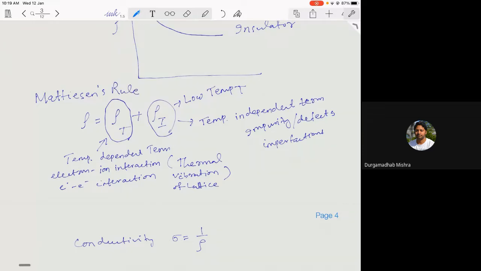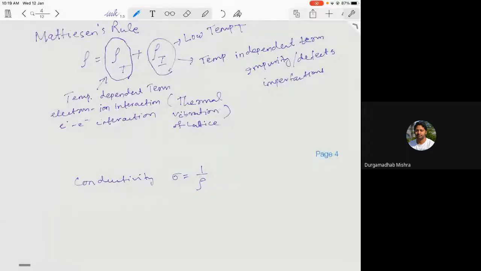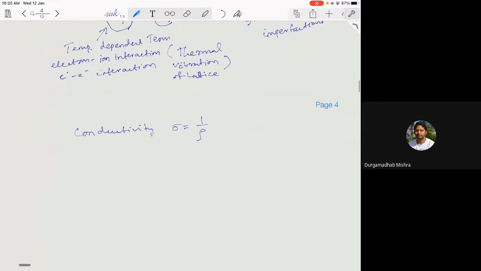Okay, that is Matthiessen's rule of resistivity in metal. When we talk about conductivity in general, in metal or even in semiconductor or any material, we say it is due to the free electrons. So what do we mean by that?